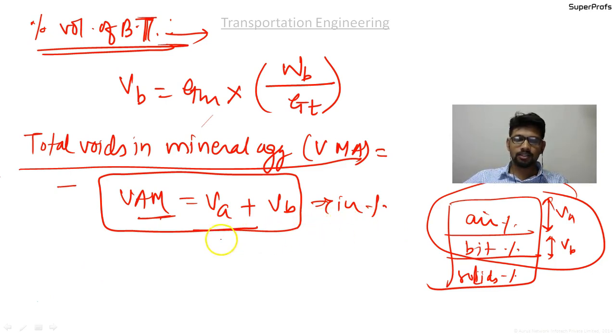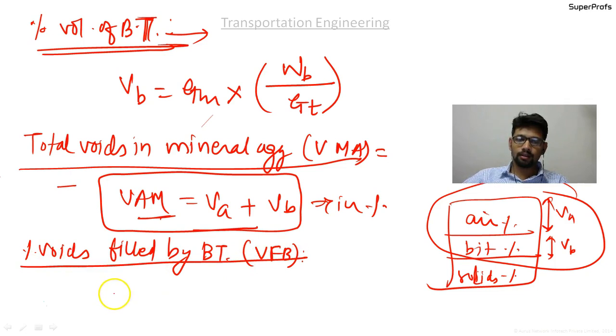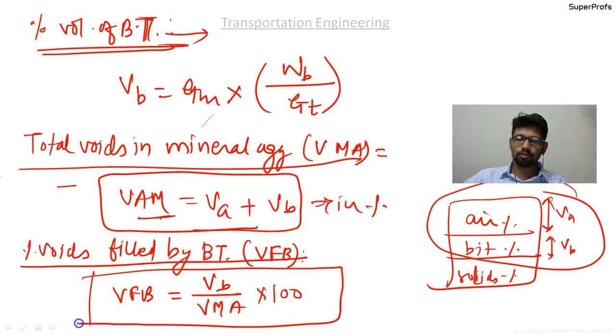And next is the percentage voids filled by bitumen, that is voids filled by bitumen, VFB. It is given as VB upon VMA into 100, which is very simple and very straightforward, okay. Voids filled by bitumen is VB upon VMA into 100, okay.